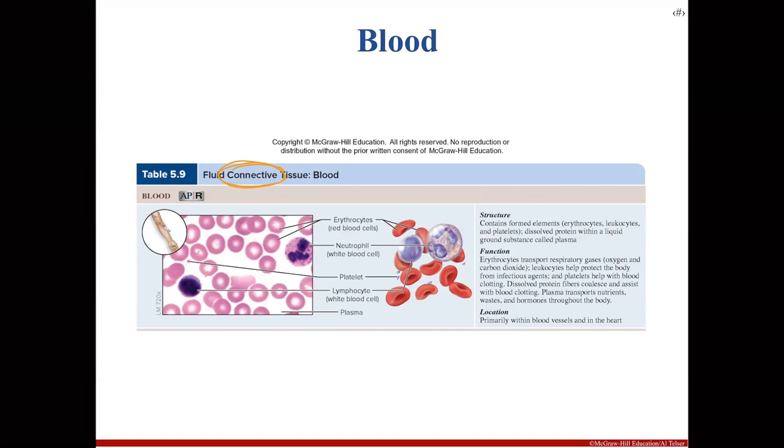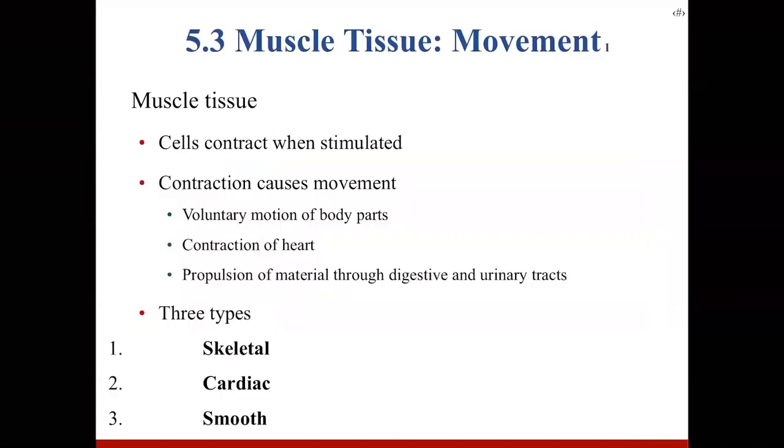So that's blood. So put a star by blood. And then muscle, right? There's actually 3 kinds of muscle. One is hooked to the bone. One is in your heart. And then one is in your intestines, in your stomach.